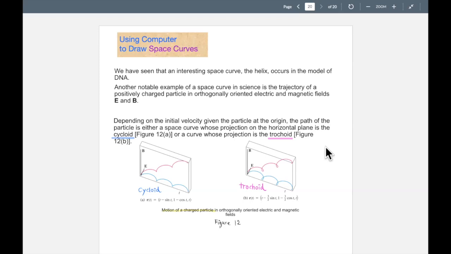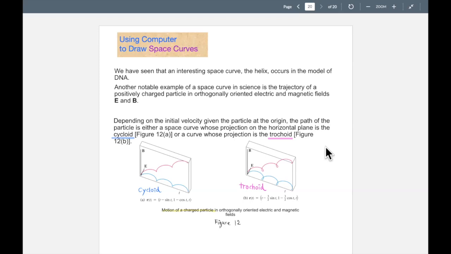Cycloid, trochoid. Do you remember the cycloid from Math 110? When we talked about parametric equations, when you parameterize the curve, remember the car wheel? When the car moves, the wheel moves, and a point on the car wheel is going to trace out this cycloid. When the wheel moves forward, this point moves and traces out this cycloid.